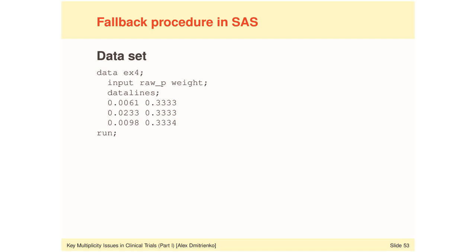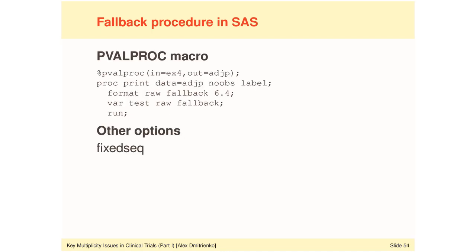As in Module C, if we would like to invoke the %PvalProc macro, we need to set up a data set with the raw p-value for each hypothesis and the hypothesis-specific weights. Once again, we assume here that the hypotheses are equally weighted, and therefore the input data set called EX4 is defined as shown on the slide. This data set, EX4, is passed to the %PvalProc macro. We call this macro. It produces a data set with multiplicity adjusted p-values, ADJP, and then we can print the resulting adjusted p-values.